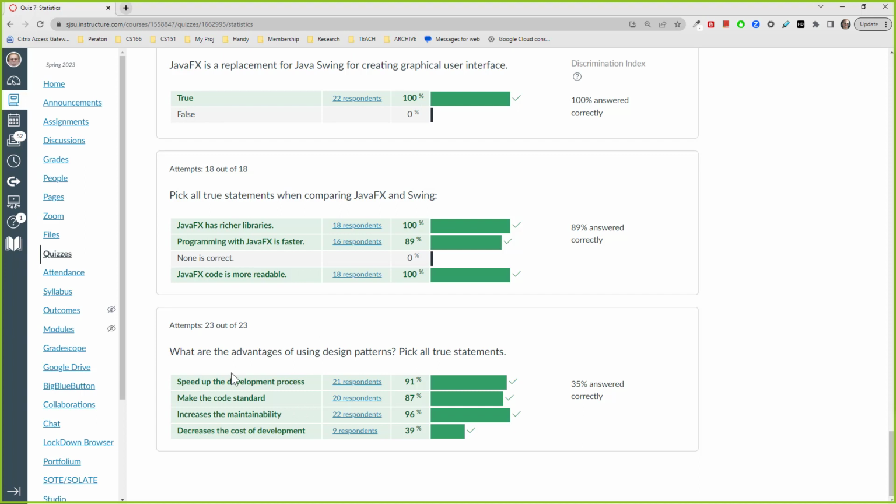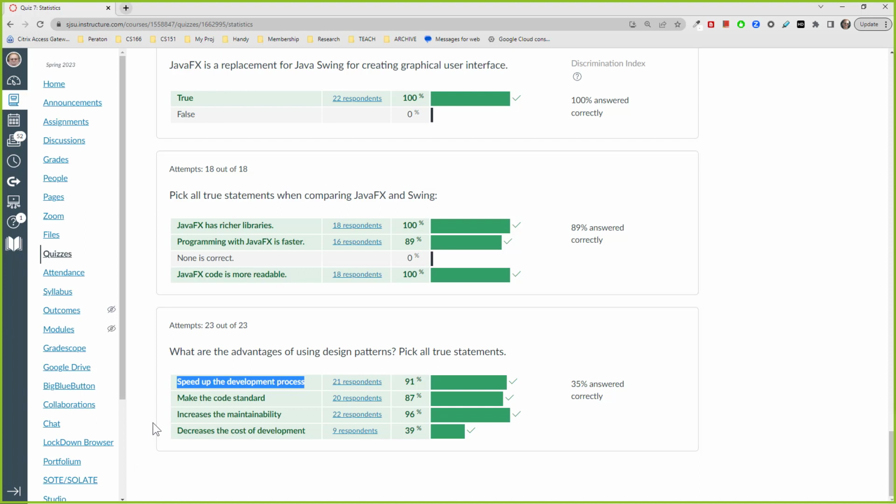And what are the advantages of using design patterns? Speed up the development process. Yeah. Because you don't need to reinvent something. It is already there as a template. It will speed up the development. You don't need to rethink about that.